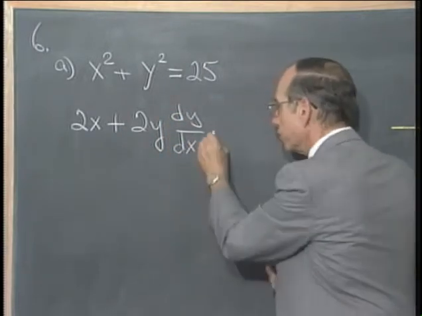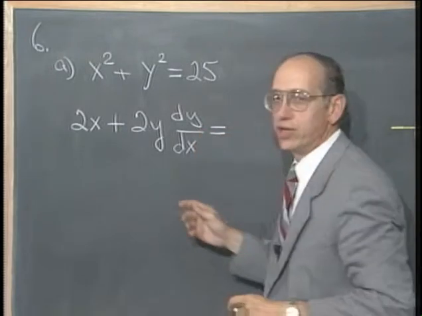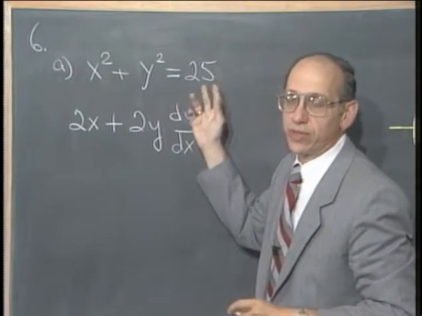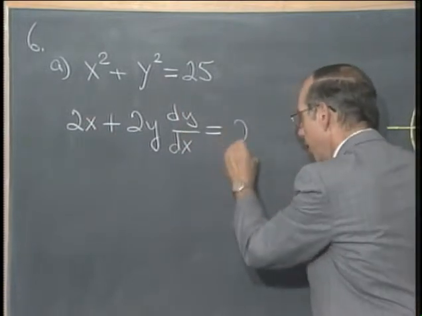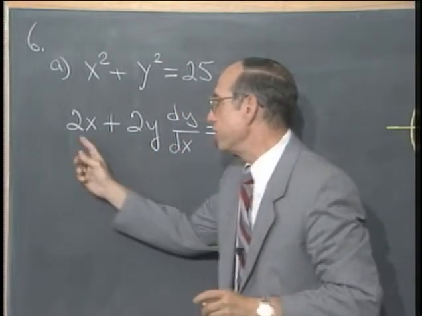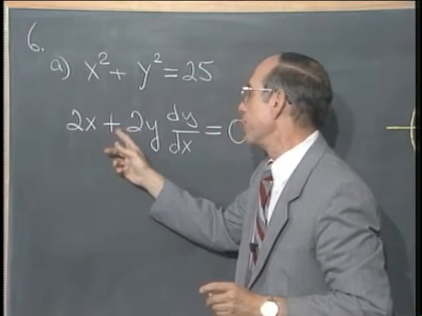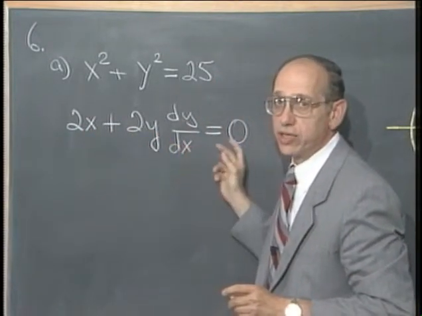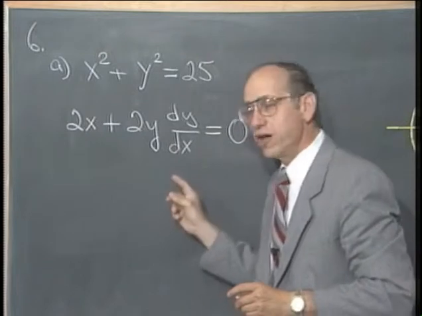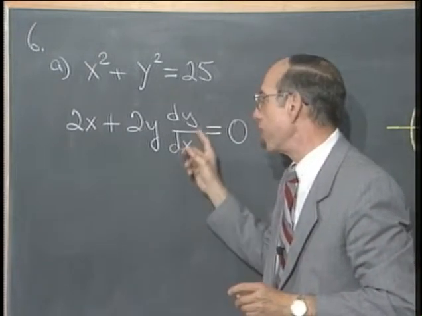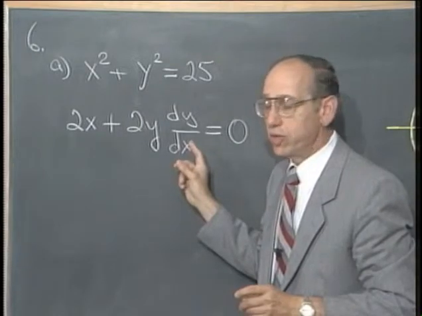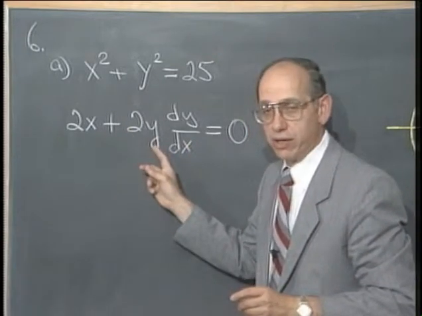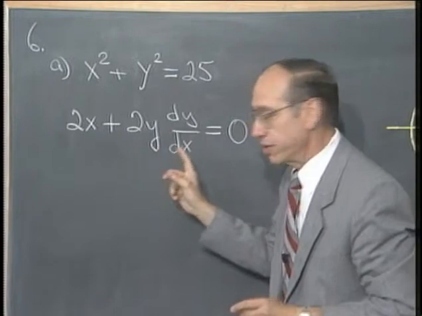And this is equal to the derivative of 25. Well, 25 is a constant, and its derivative is 0. So here we have a little equation, 2x plus 2y dy/dx equals 0. And we can solve this equation for dy/dx, but the answer is going to turn out to be in terms not only of x, but also of y. Let's try to solve it.